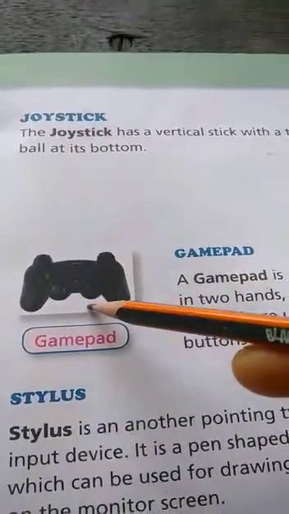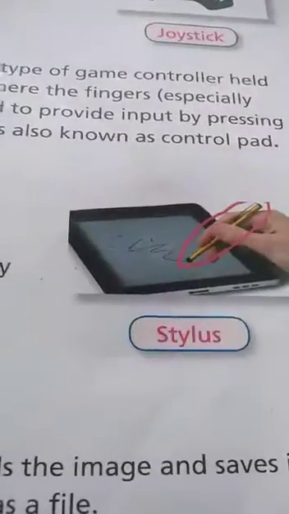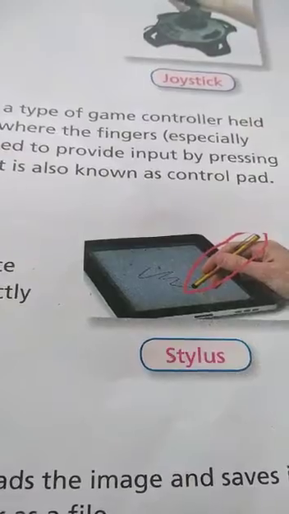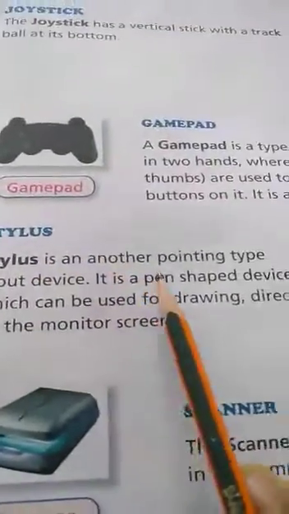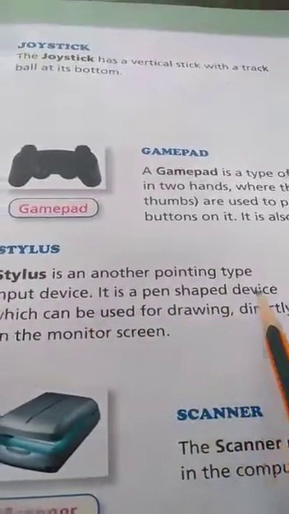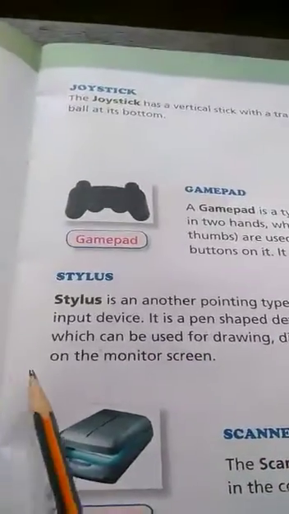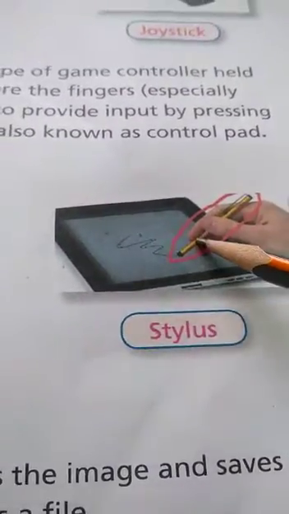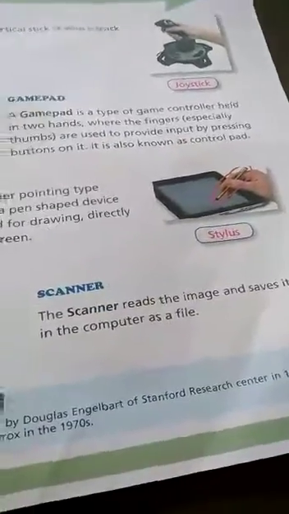That is this one. And the stylus, it looks like a pen. See this? You can write on the monitor screen. You can write and select everything. You can use this stylus. Stylus is another pointing type input device. It's a pen shaped device which can be used for drawing directly on the monitor screen. Okay, that is stylus.